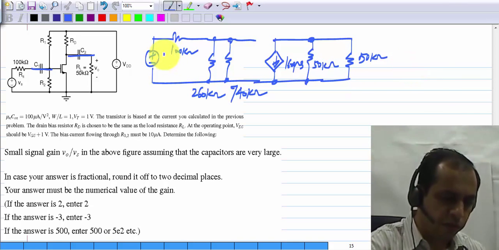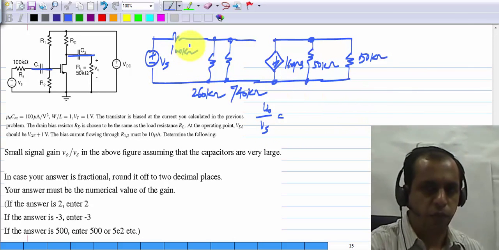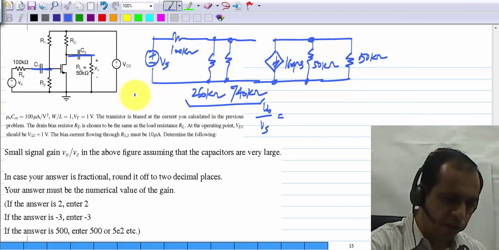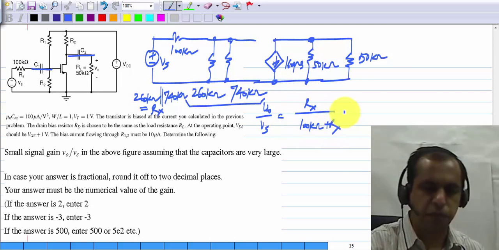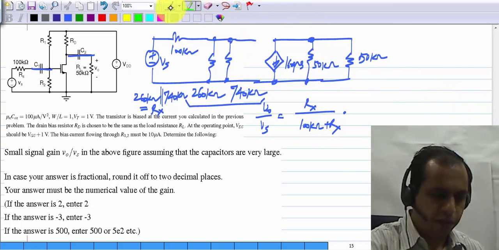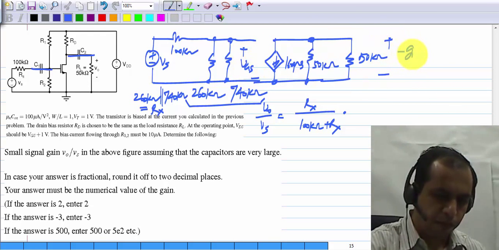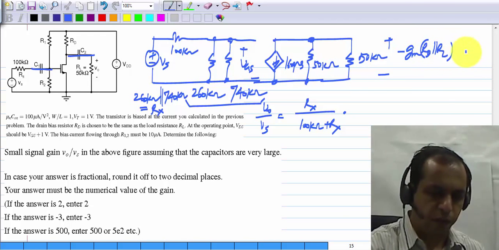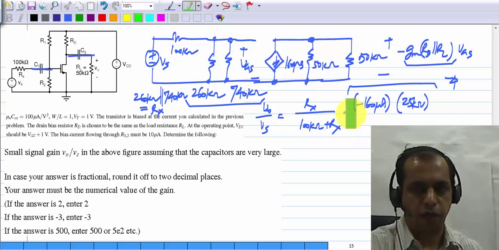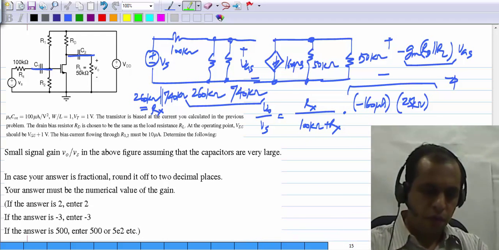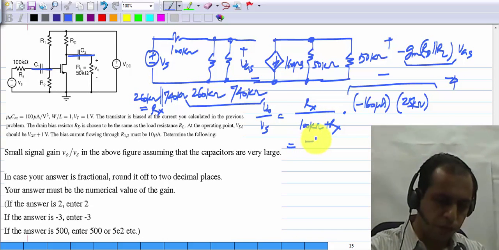So very easy to solve for this. V0 by Vs will be, first of all, there is a voltage division between these two. So this 260 kilo ohm parallel 740 kilo ohm, this will come out to be something, I'll call it Rx. So V0 by Vs will be Rx by 100 kilo ohm plus Rx times the voltage gain from VGS to the output, which will be minus GM times RD parallel RL, times VGS. So this is the gain, which comes out to be minus 160 microsiemens times 50 kilo ohm parallel 50 kilo ohm, which is 25 kilo ohms. So this part will be minus 4 and this part will be less than 1. And if you do all these calculations, you will get the answer to be minus 2.63.